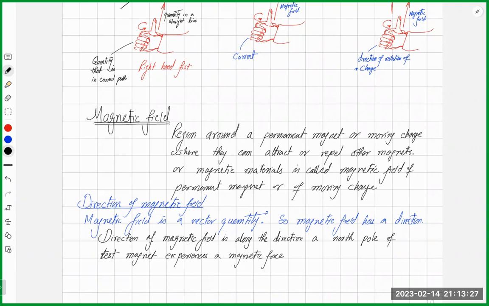So if you have a random magnetic field, with so many magnets over there, 1, 2, 3, 4, 5, 6, 7, 8 magnets, and you want to know the direction of the magnetic field at a particular point because of all of those magnets, what you do is put a north pole magnet at that specific point. Whatever direction that North Pole experiences force is the direction of the magnetic field at that particular point. If a North Pole is attracted, it means the direction of magnetic field is opposite to that.